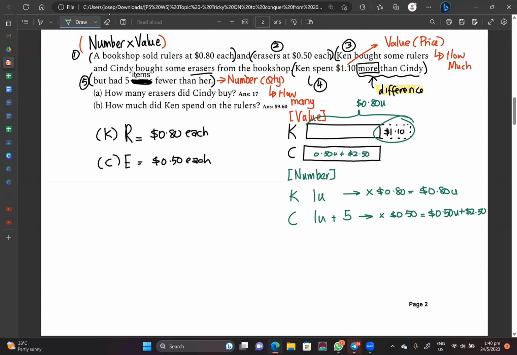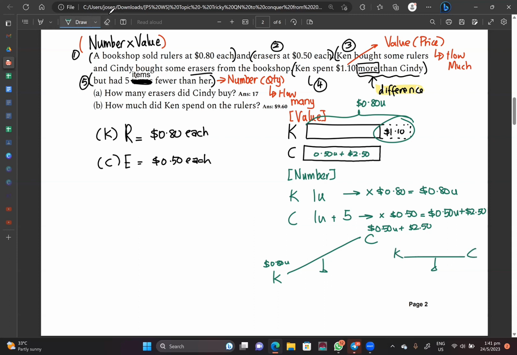What I like to do is I like to balance things out, you know, on a seesaw, right? In this question, we will obviously see that Ken is more than Cindy. Ken is actually how much more than Cindy? $1.10 more. So you can see that this is 80 cents units, and then over here it is 50 cents units plus $2.50. So what I want to do is I want to balance them.